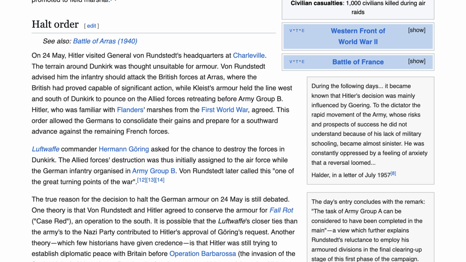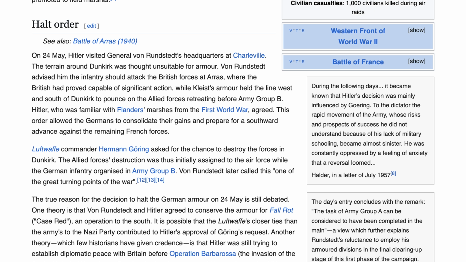On the 24th of May, Hitler visited General von Rundstedt's headquarters at Charleville. The terrain around Dunkirk was thought unsuitable for armor. Von Rundstedt advised him the infantry should attack the British forces at Arras, where the British had proved capable of significant action, while Kleist's armor held the line west and south of Dunkirk to pounce on the Allied forces retreating before Army Group B.